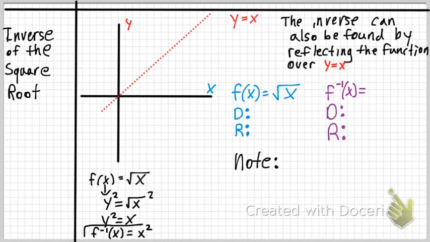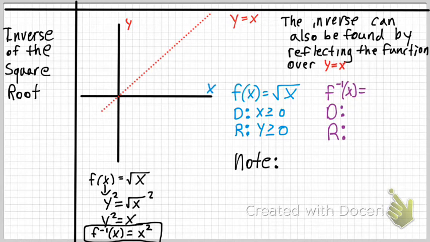So that's just a different way to think about how to solve for the inverse. In my opinion, it ends up being a little bit cleaner. All right, so let's actually graph the square root of x and its inverse now. For the square root of x, we determined that the domain was x is greater than or equal to 0, and the range is y is greater than or equal to 0. So let's go ahead and graph it.